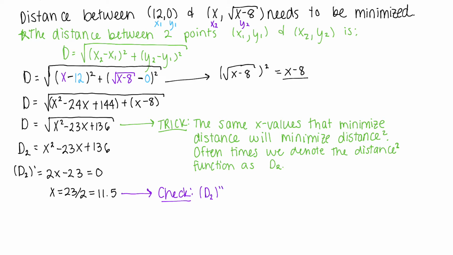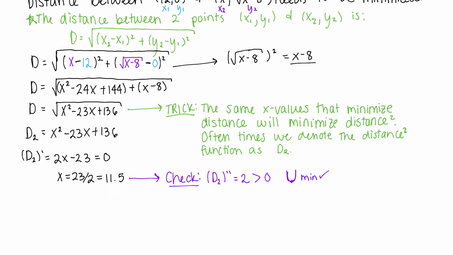If you take the derivative of 2x minus 23, you get just 2. 2 is greater than 0, which means that you are concave up. And if you are concave up, you have a minimum. That's all the checking has to be. It's not a lot of work. It's just double checking that the concavity there is positive would give you a minimum. If it's negative, you'd be concave down, and that would give you a maximum.